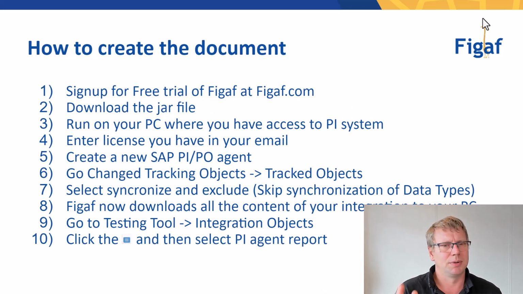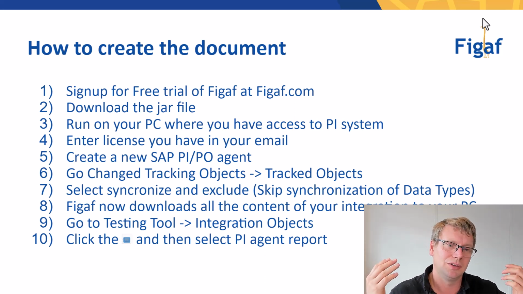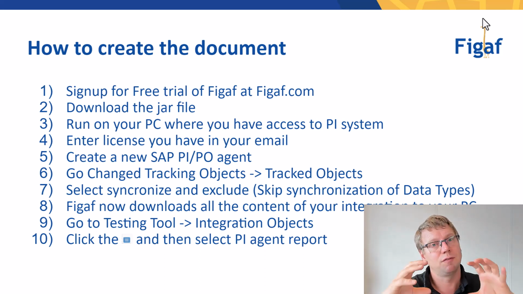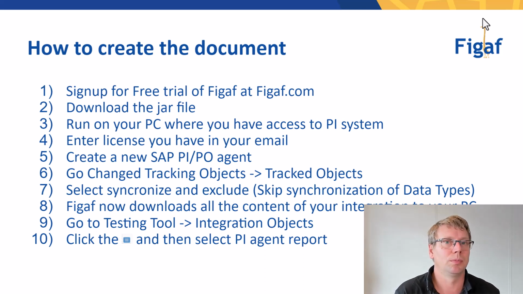How do you create this document? It is fairly simple. You just go to figaf.com, download the jar, or sign up for the free trial and download the jar. Run this on your system, your laptop or PC. It requires Java 8 to run. Then you enter the licensing details into the tool, create a new PI agent, and go to tracked objects, performance synchronization, where all of the data from your PI system will be downloaded to your PC.